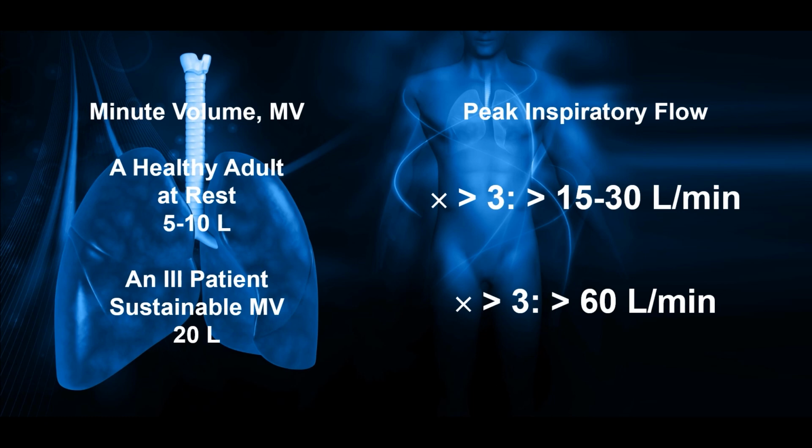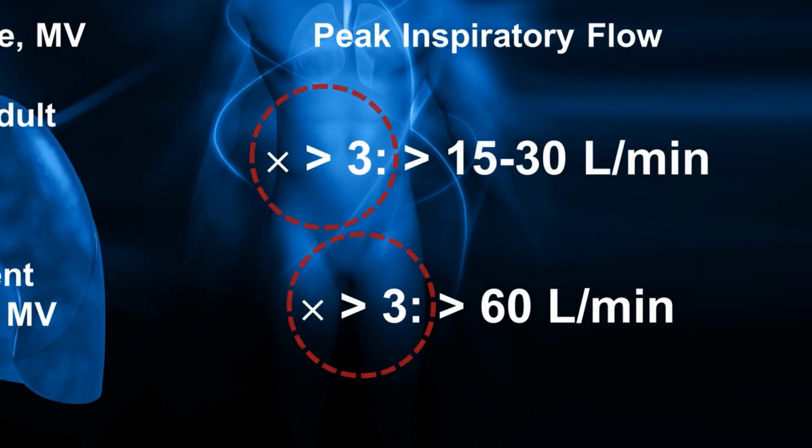At this time, the peak inspiratory flow, which is the maximum speed of the flow that forms in the airway to inspire the necessary minute volume, is faster than 3 times the minute volume, exceeding 15 to 30 liters per minute, or even 60 liters per minute in patients. The reason it exceeds 3 times is as follows.